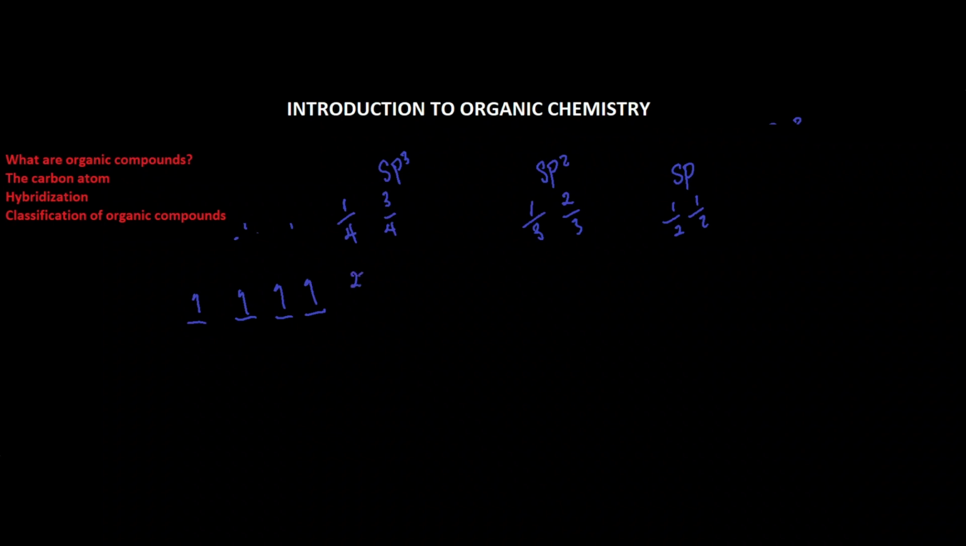For the sp3 hybrid orbital, it exhibits 25% s characteristics and 75% p characteristics. For the sp2, it exhibits about 33% s characteristics and 67% p characteristics. For the sp, it exhibits 50% s and 50% p. So this is just the basic and the general idea of hybridization.